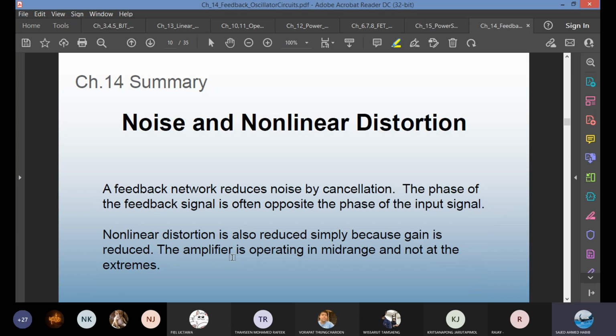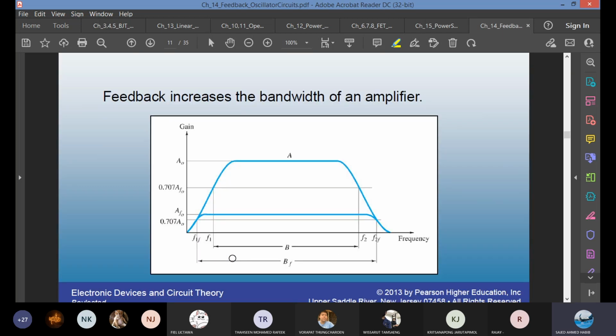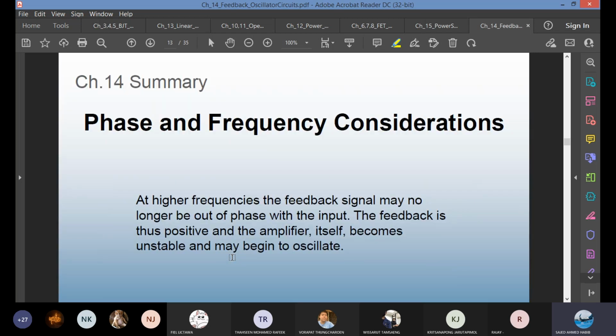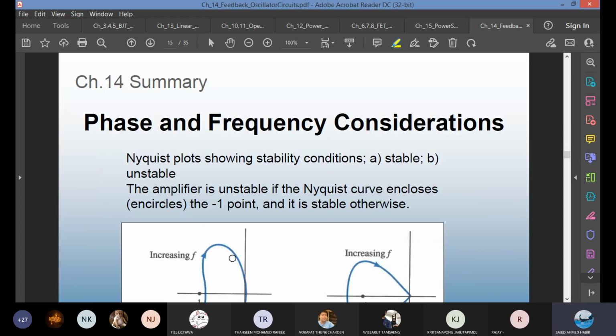We talked about some distortion, noise, and nonlinear. What happens to bandwidth when you give a feedback? Gain stability. You can skip 13, 14, and 15.